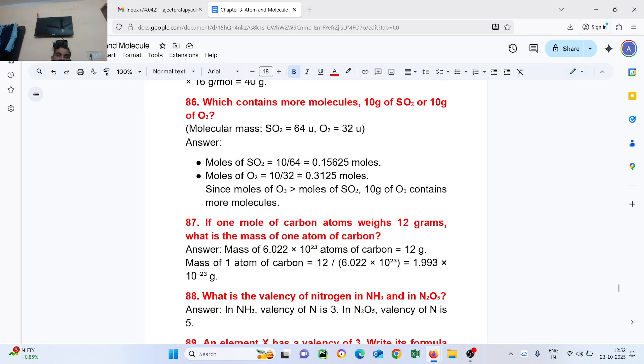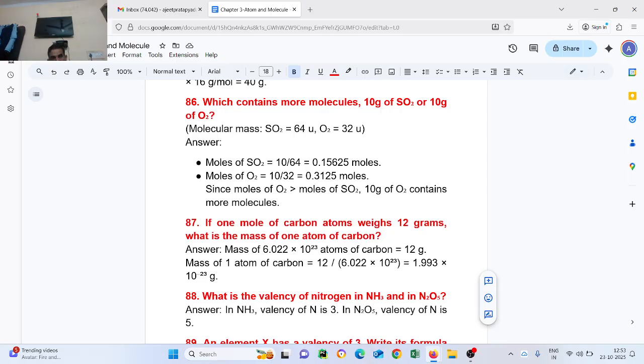Question number 87. If 1 mole of carbon atoms weighs 12 gram, what is the mass of one atom of carbon? Mass of 6.022 multiplied by 10 to the power 23 atoms of carbon is equal to 12 gram. So 1 atom of carbon is equal to 12 upon 6.022 multiplied by 10 to the power 23, equal to 1.993 multiplied by 10 to the power minus 23 gram.